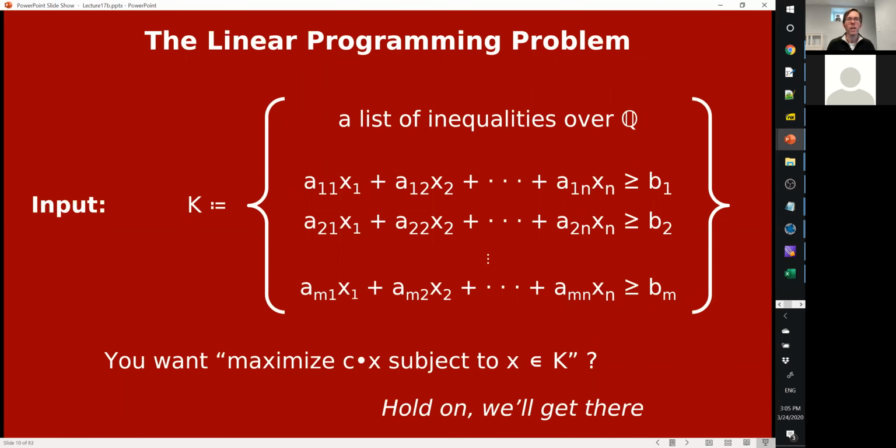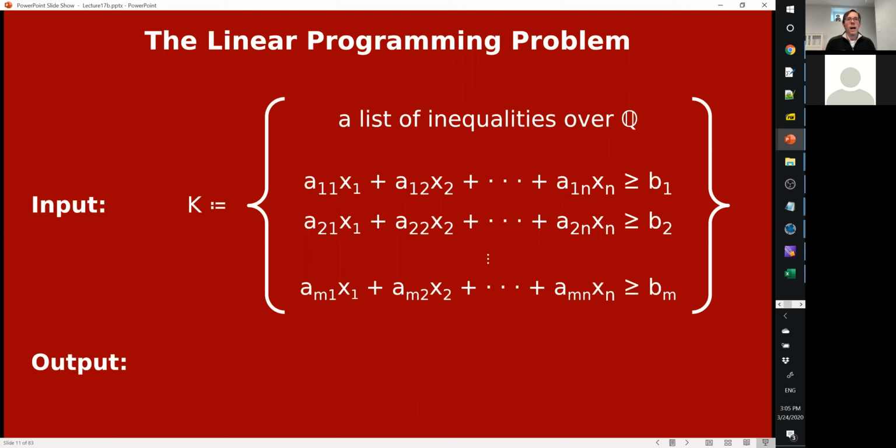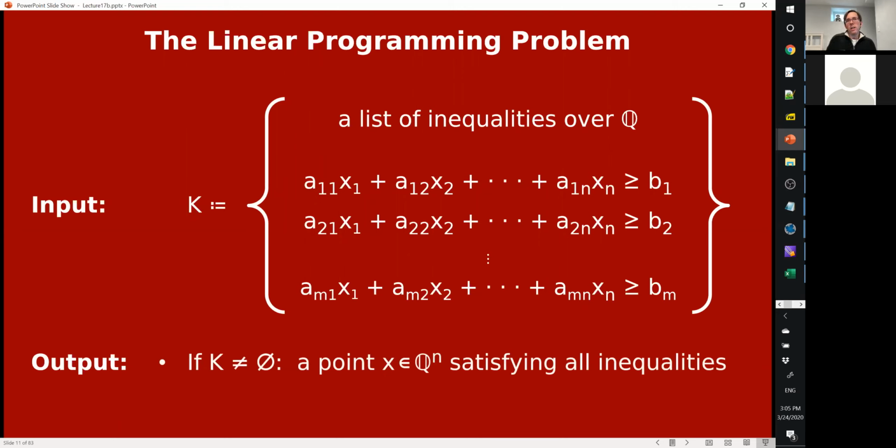Okay, right, so you can think of this as a decision problem. Given these inequalities, just decide yes or no, is there a solution to all of them? But you might ask for a bit more. For example, if the answer is yes, there's at least one solution, K is not empty, then the natural question is to actually find a point x that satisfies all the inequalities.